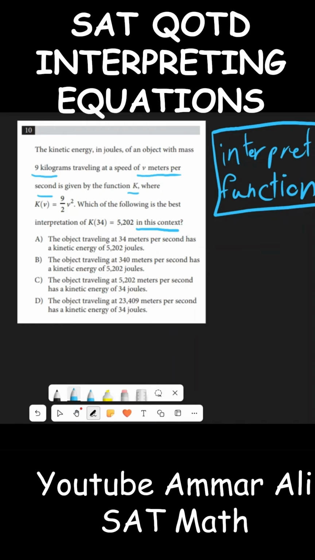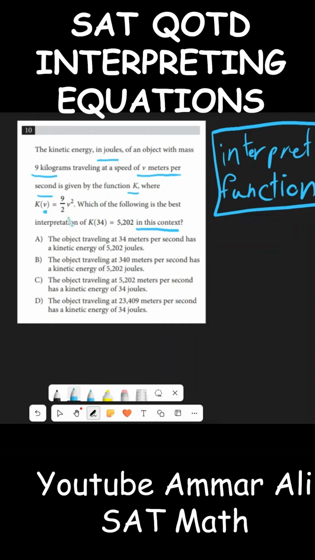Okay, so first let's understand what this function is, right? We are basically given some function of the velocity of this object. We get the joules in terms of the velocity. So depending on the velocity, we will get a different number in joules. And how do we know that? Because when we see this K of v, we know that v, the velocity, is an input for this function. So that in turn tells us that any change in the velocity is going to cause a change in the total energy or joules.